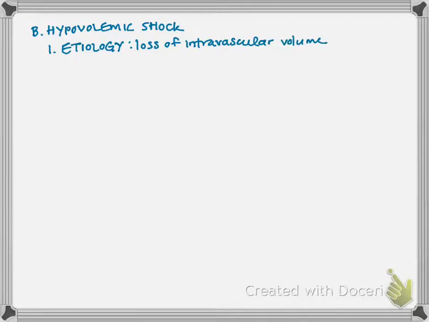Meaning the prime, the stuff inside the vessels. So I don't have enough volume to carry around those red blood cells and therefore the hemoglobin that I need to oxygenate. So some types of absolute loss would be hemorrhage.